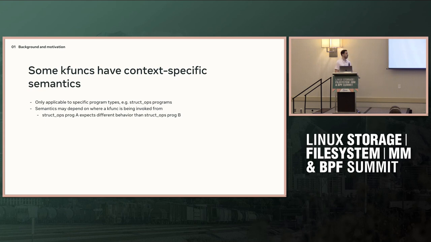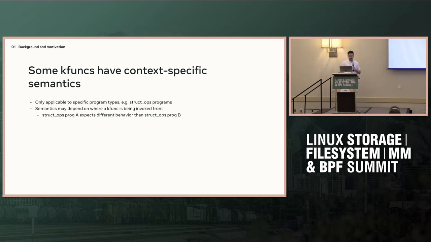Other k-funks, however, are very context specific. That means they may only have any meaning at all or be appropriate to call within specific contexts. So again, for something like SCEDX, we have a bunch of k-funks that you use to implement scheduling decisions. You wouldn't want to call these, or you shouldn't be able to call these, from random tracing programs or something like that. And in addition, even for the context-specific semantics where you only would call it from a struct ops context, even within that struct ops map, there may be different semantics that you want for the k-funk or different ways that it should be implemented depending on which struct ops program it's called from.